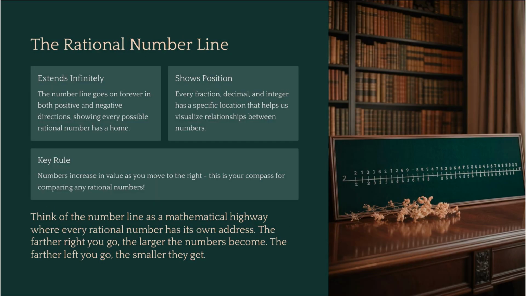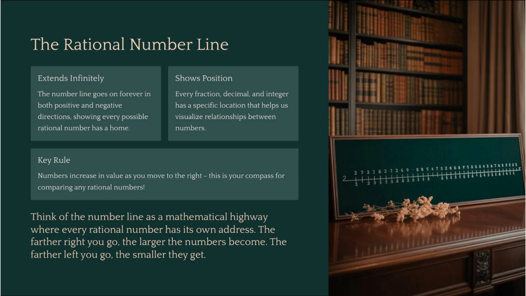The rational number line is our most powerful tool. It extends forever in both directions, allowing us to plot every fraction and decimal. The most critical takeaway from the number line is the comparison rule. Numbers always increase in value as you move to the right.